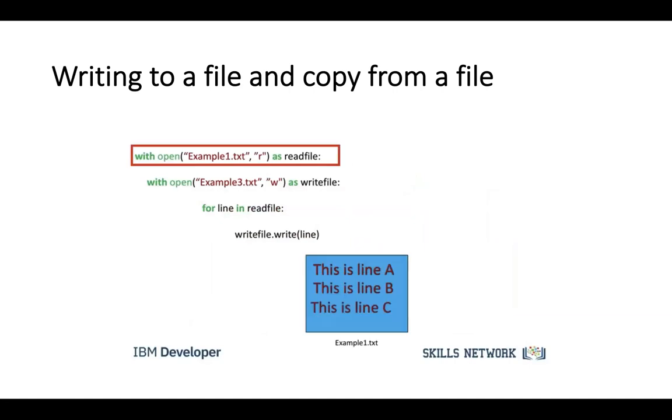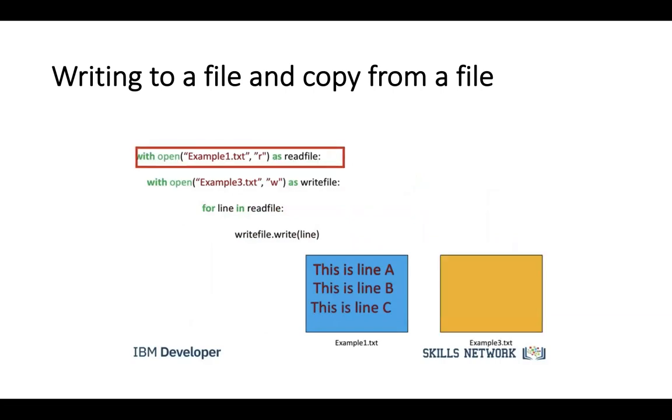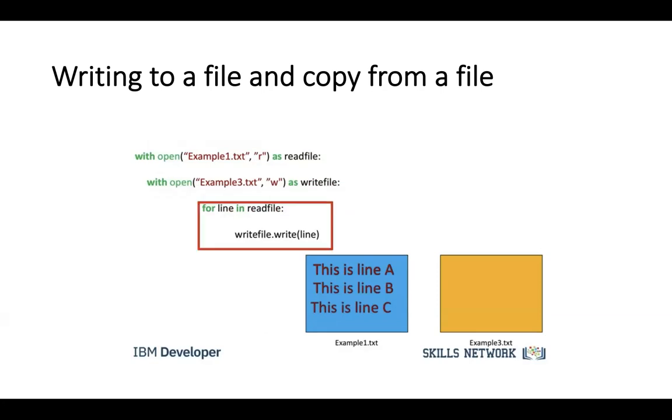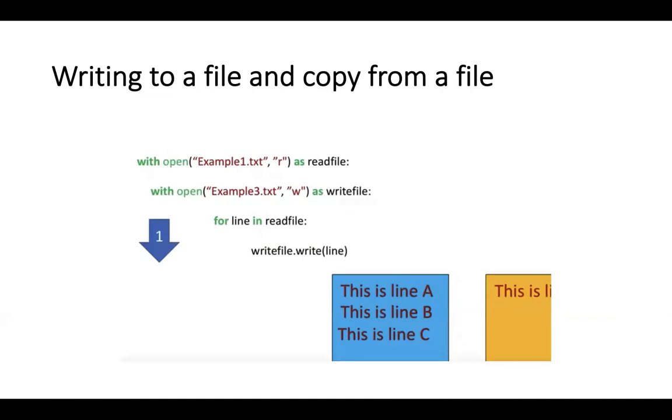We can copy one file to a new file as follows. First, we read the file example1 and interact with it via the file object, read file. Then we create a new file example3 and use the file object, write file, to interact with it. The for loop takes a line from the file object, read file, and stores it in the file example3 using the file object, write file. The first iteration copies the first line. The second iteration copies the second line, till the end of the file is reached. Then both files are closed.